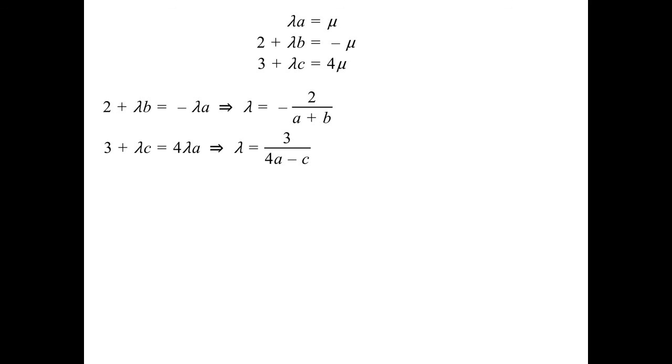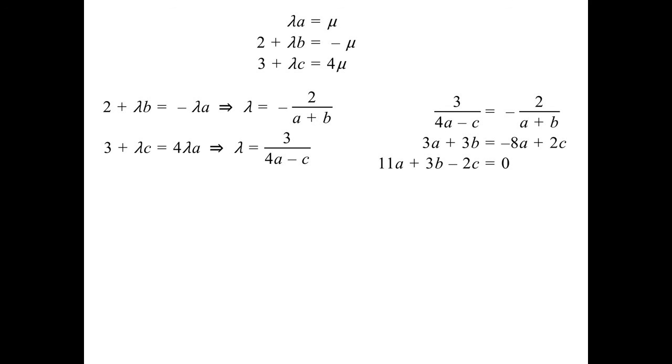All right, that brings us up with 3 equations here. I can play around with them. In the first one, lambda is -2 on A + B, and in the second one, I've got 3 on 4A - C. They've got to be equal, so I now come up with this equation: 11A + 3B - 2C is equal to 0. So I know that has to be true.